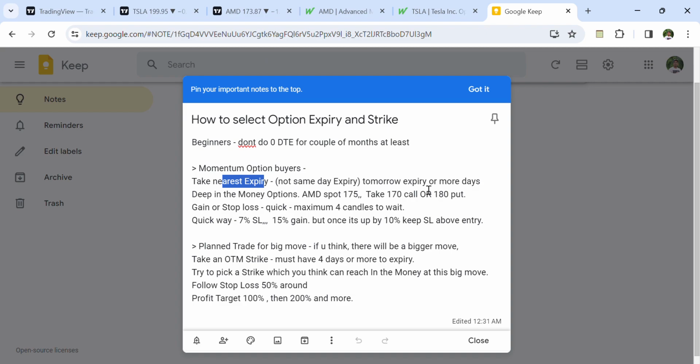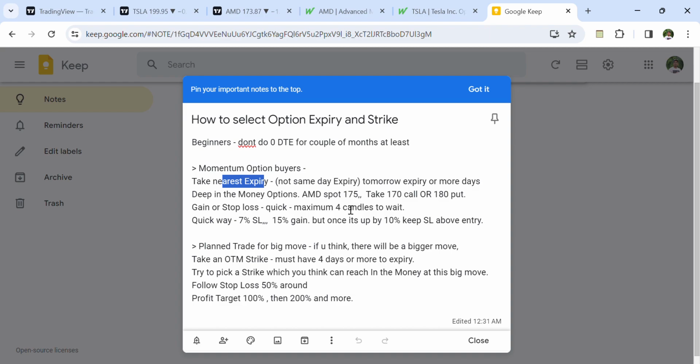It should be either tomorrow, meaning the next day, or more days. So for example, if I have to trade on 16th of February, I cannot choose the 16th February expiry. I should be choosing the next one, which would have been 23rd of February. This is mainly for the beginners. If you are a pro and you are using 0 DTE and making success with it, it's very good. You can continue doing that.